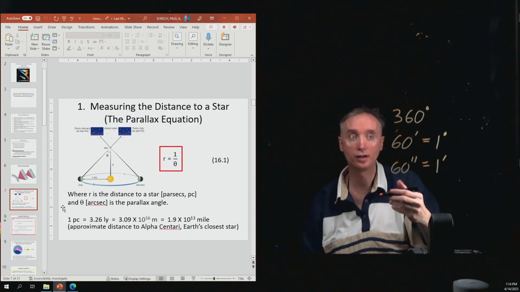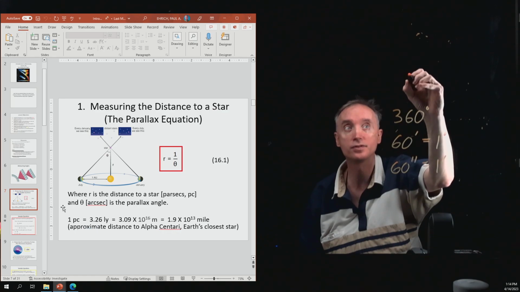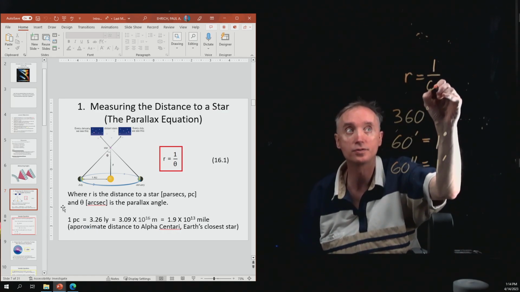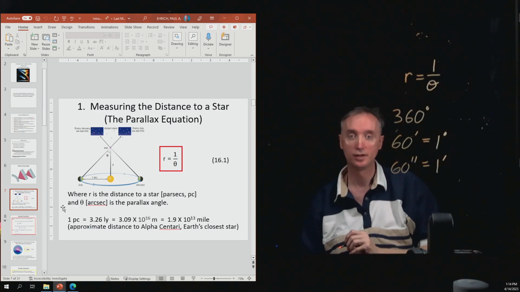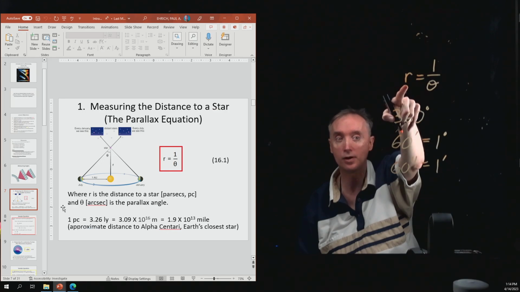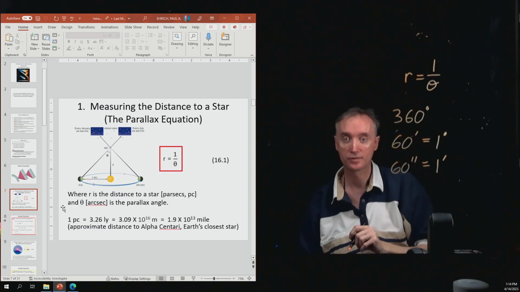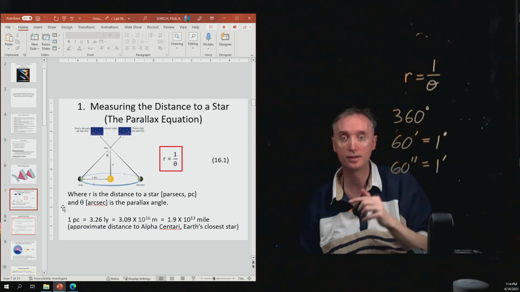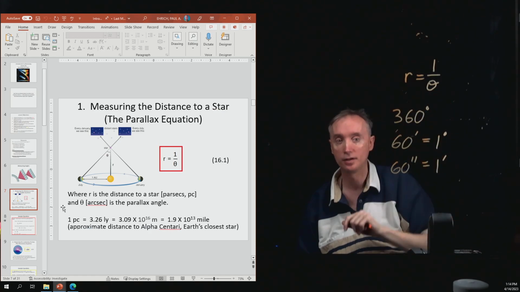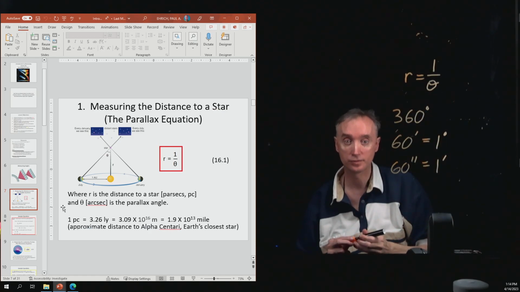So that formula is that the distance to the star, r, is equal to 1 over its parallax angle. Now the unit for the distance is going to be the parsec. So that's the official metric unit that comes out of the formula. And then the unit that goes into it is going to be the arc second.